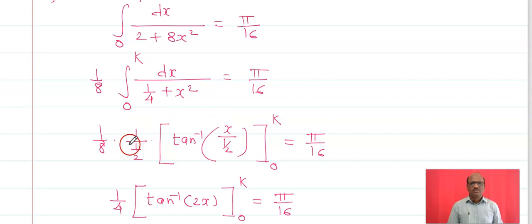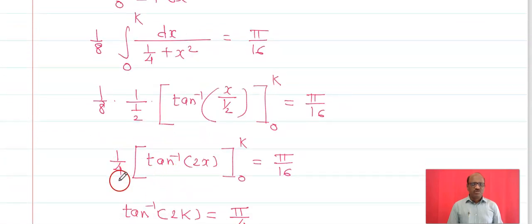That is 1 upon a, where a is 1 upon 2. Tan inverse of x upon a, that is a is 1 upon 2, bracket complete. Lower limit is 0, upper limit is k, equal to pi upon 16. If we evaluate, that is the tan inverse of x upon 1 upon 2, then you will get tan inverse of 2x. Again 1 upon 8 into 1 upon 2, this 2 gets cancelled. 8 upon 2 means you will get 4, that is 1 by 4 tan inverse of 2x, lower limit 0, upper limit k, equal to pi upon 16.